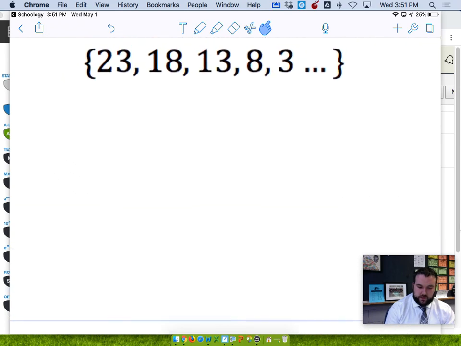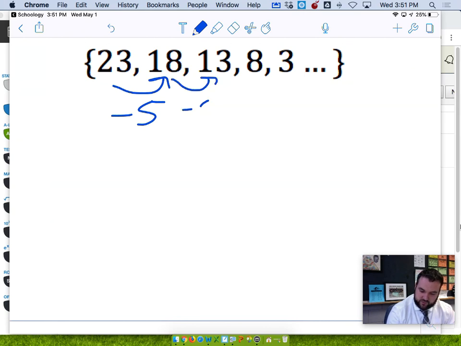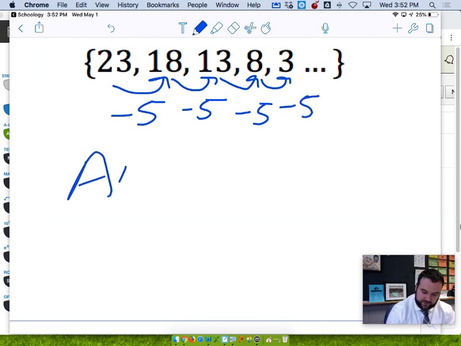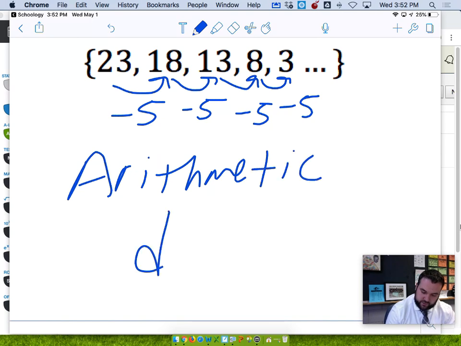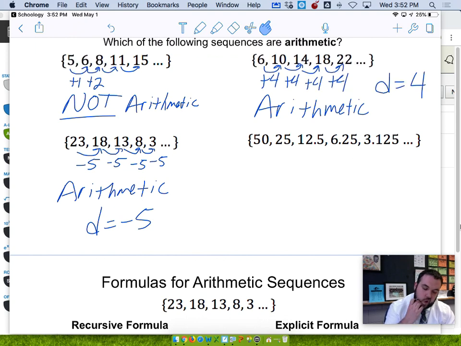This third sequence, from 23 to 18 is subtracting by 5. 18 to 13 is subtracting by 5. 13 to 8 is subtracting 5. So we see that, sure enough, this is subtracting 5 every time. This is indeed arithmetic, and the value of the constant difference is going to be that pattern of negative 5.